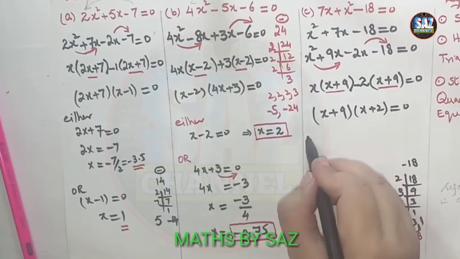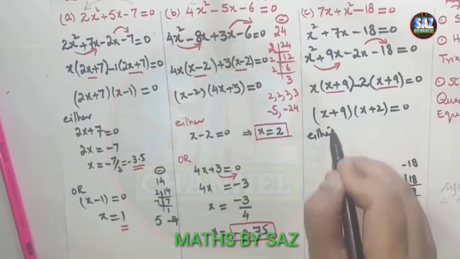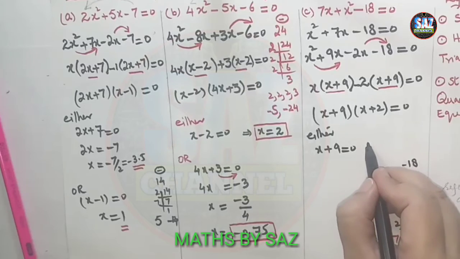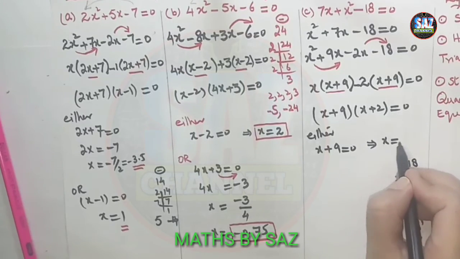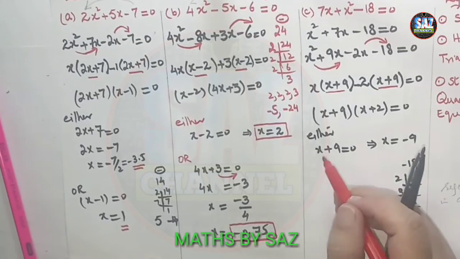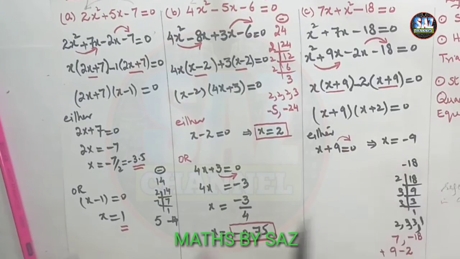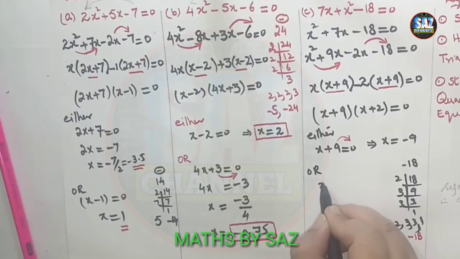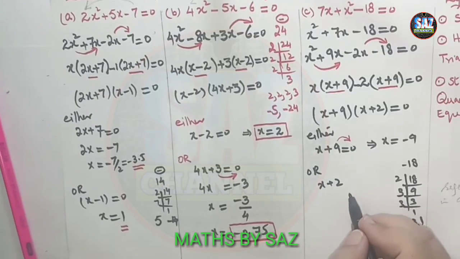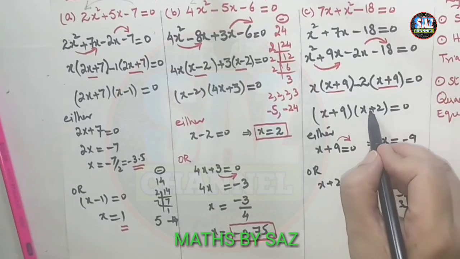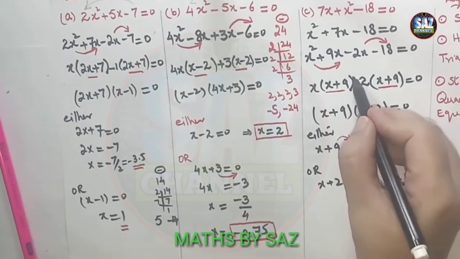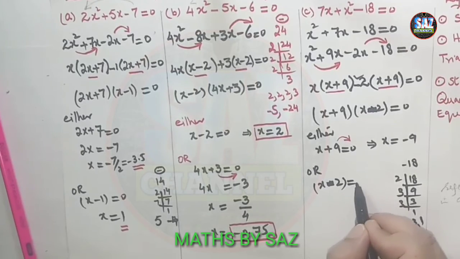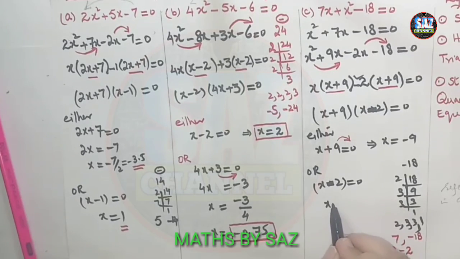Then apply the either-or condition. Either x plus 9 equals to 0. This will give me x equals to minus 9. Shift 9 towards the other side to get the solution. Or x minus 2, sorry, this is a negative sign, x minus 2 equals to 0 and x equals to 2.